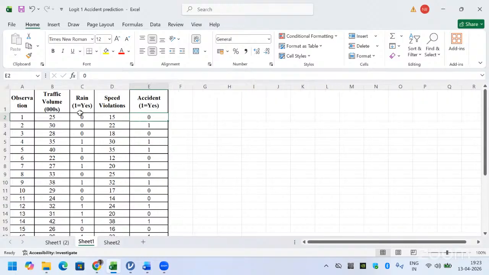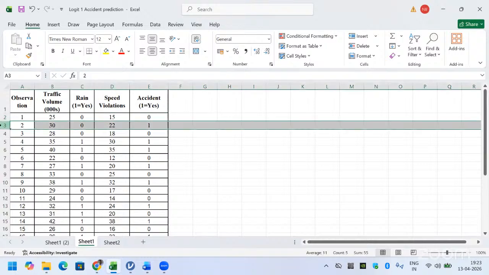This is the first data set I'm going to deal with in Jamovi today. The first observation is the first day's observation: 25,000 vehicles passed on the road, there was no rain, 15 vehicles got a speed violation, and there was no accident.